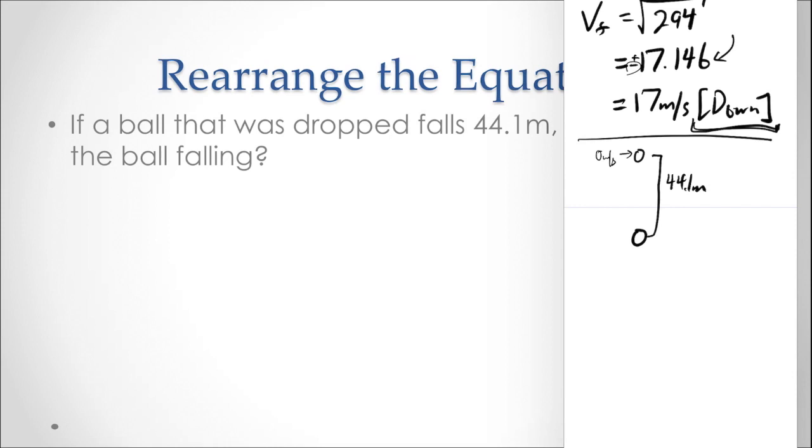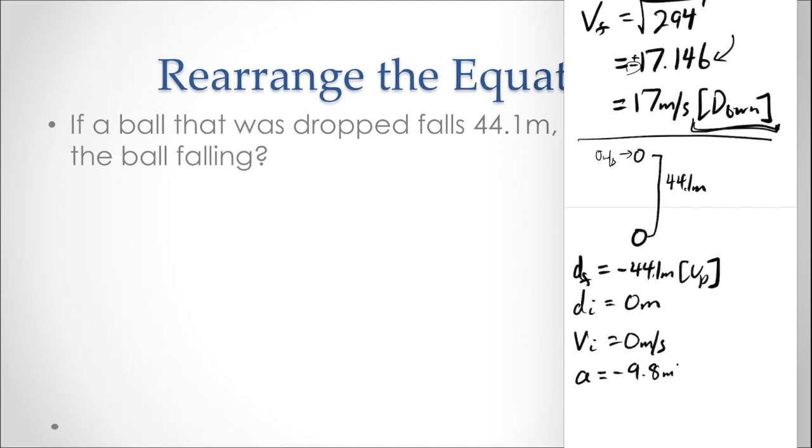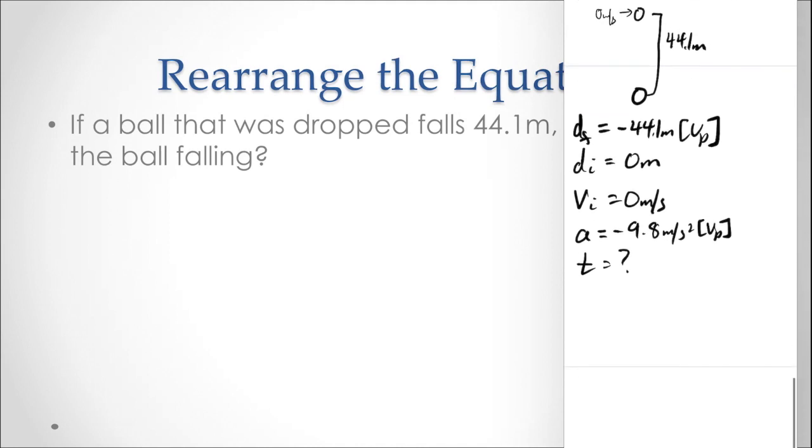We know that our final position is equal to minus 44.1 meters up, assuming our initial position is 0 meters. We also know, because it was dropped, our initial velocity is 0 meters per second. Since this is on Earth, we know our acceleration is minus 9.8 meters per second squared up. From the question, we know we want to find time. Do we have an equation that involves all of these variables?